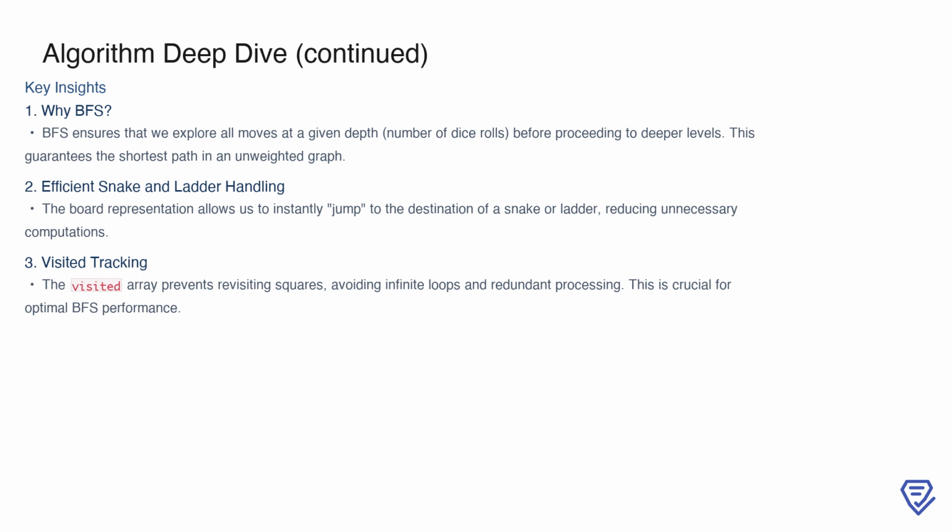Finally, the visited array is a critical component. It prevents revisiting the same square multiple times, which could lead to infinite loops or redundant calculations. By marking squares as visited, we ensure the algorithm remains optimal and avoids unnecessary processing.